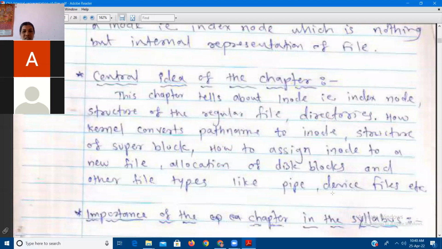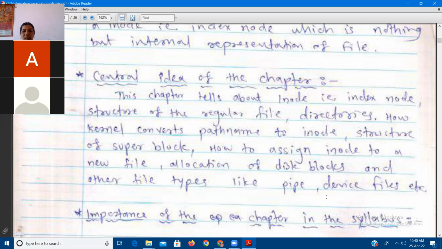Then we'll discuss the structure of a regular file, whatever files we are creating every day, now and then. So what will be the structure of these regular files? We'll discuss again with the help of a diagram. Then we are going to discuss the concept of directories in the Unix operating system.